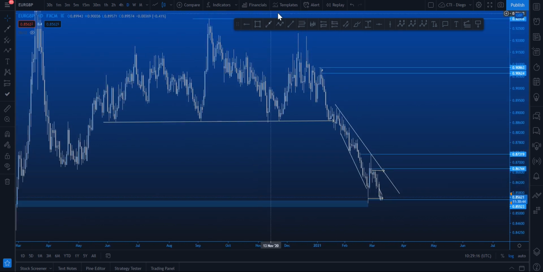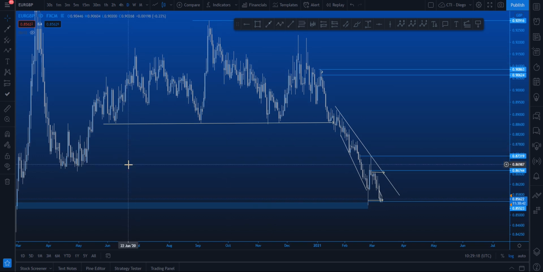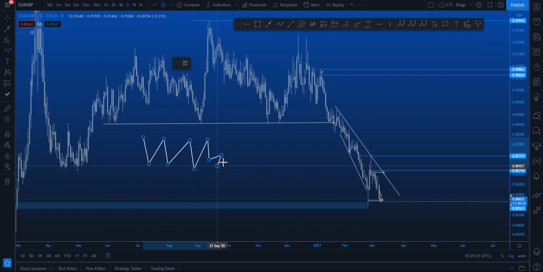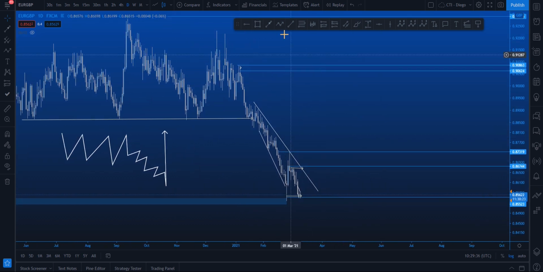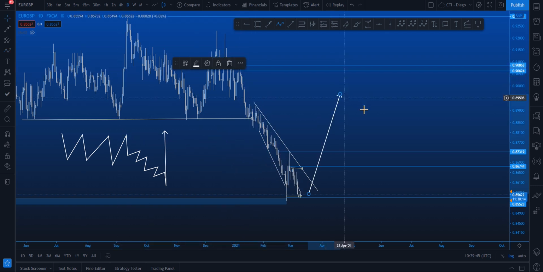So what's really important is whenever you see some form of equal lows such as this, if you can somehow spot some form of a compression, price is likely to come back up to take out the previous high. And this is the specific schematic that I'm expecting on Euro Pound. So I'm expecting a strong rally to take out this high, which was originally the move that took out the equal lows. So that's the game plan for Euro Pound.